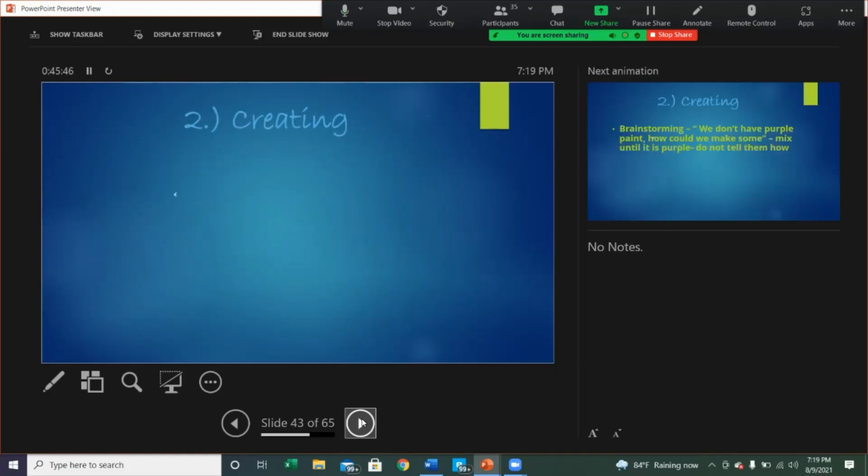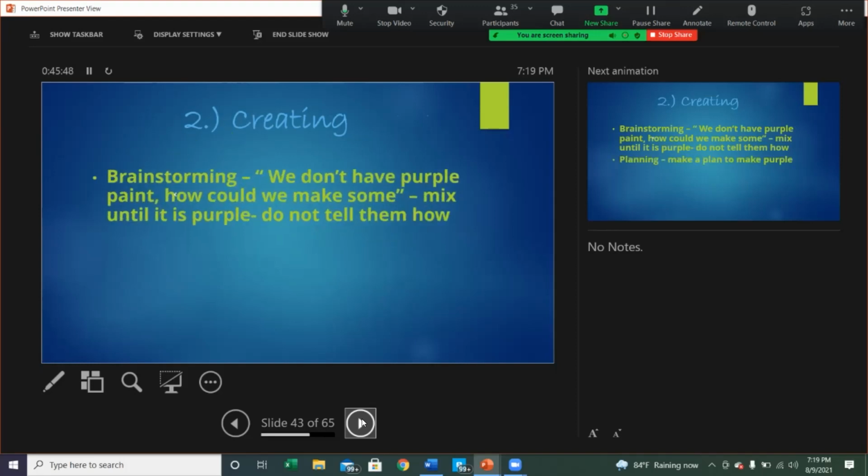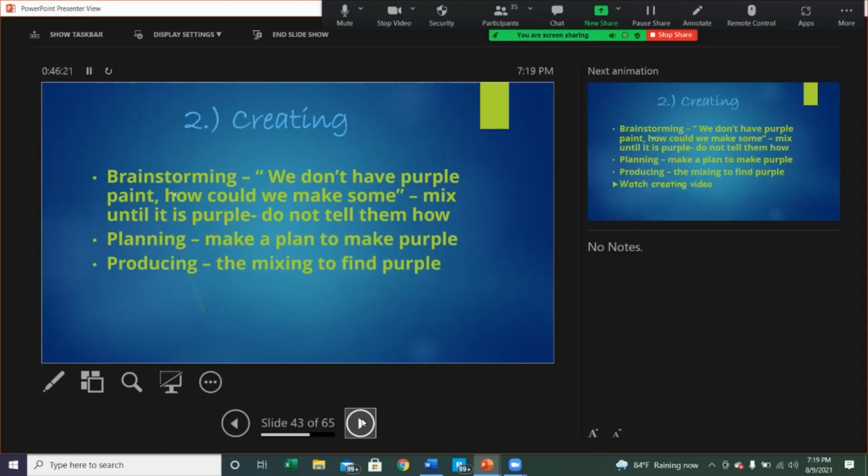Creation. This is one of my favorite parts. And when you see it in action, and again, guys, you got to practice this. It is not easy. It took me a good 3 years to get where this stuff came natural in a classroom for me. But if a kid comes up and says, we don't have purple paint, rather than saying, well, we'll make some, do we have red and blue? You get them to come up with that. How could we make some? What could we mix? And it would turn purple. Planning, producing.